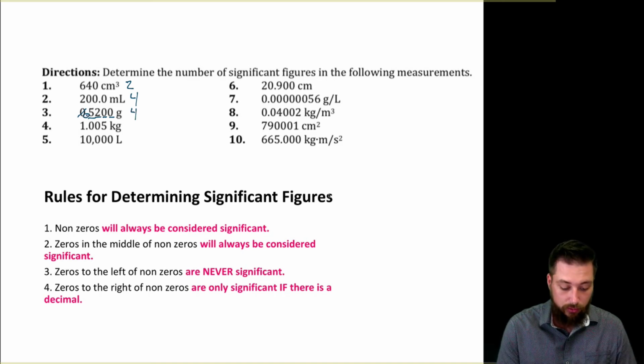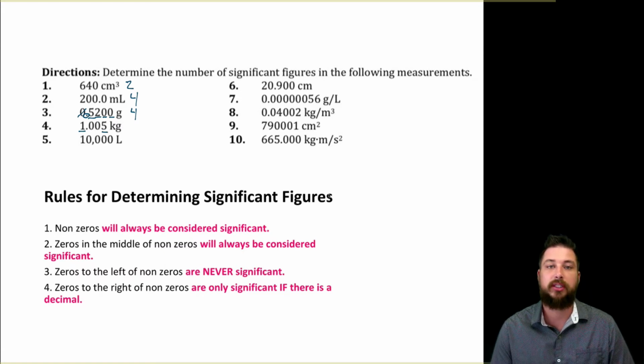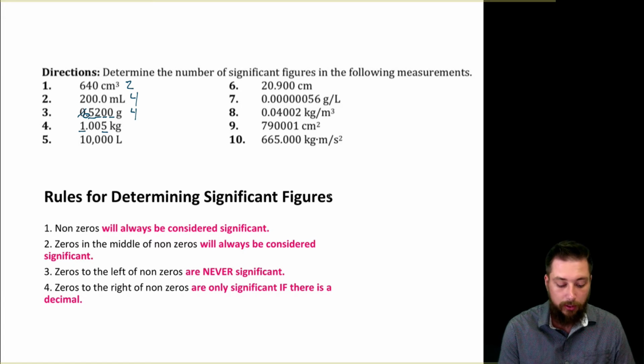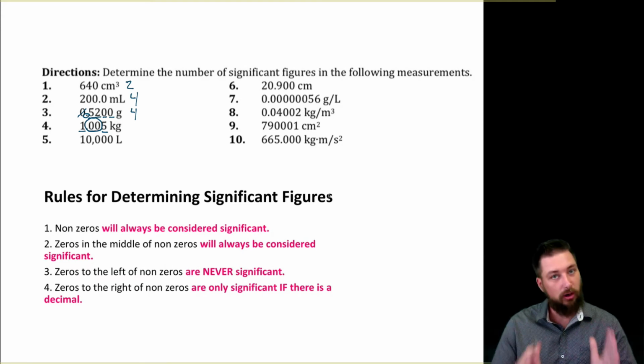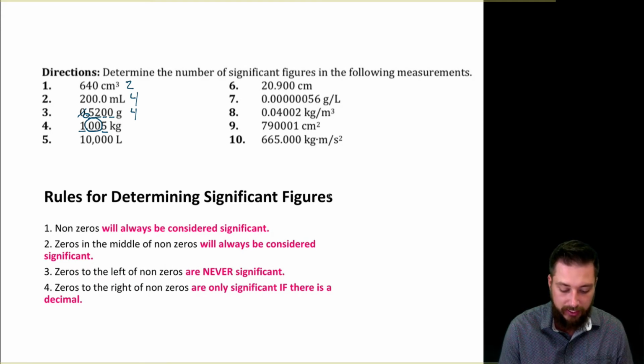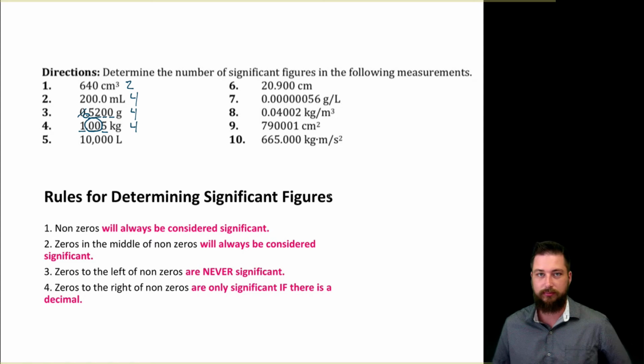Now this one, there's 1 significant digit, there's 2 significant digits. Now both of these zeros are in the middle of the 1 and the 5, which means they are significant. So this has 4 significant digits.